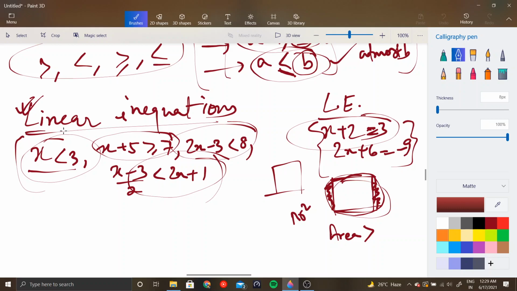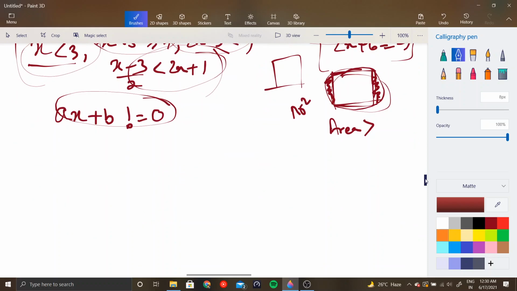We use linear inequations when we are not definitive about a solution, but we know the range, that it has to be greater than this, has to be less than this, and so on. Now, the specific form is ax plus b is not equal to 0. Talking about mathematical form, this is the form.